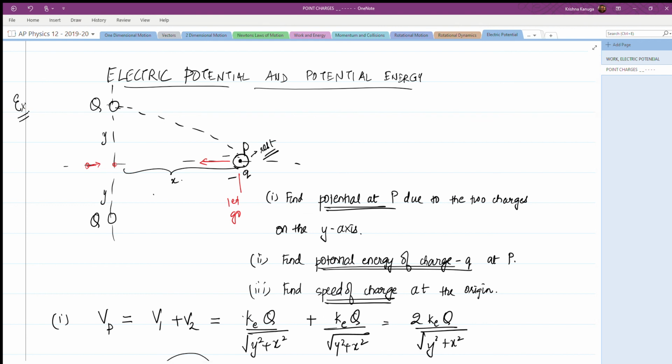However, the motion is not simple harmonic, and we'll talk about that another time. The motion is not going to be simple harmonic, it's just going to be repetitive motion.